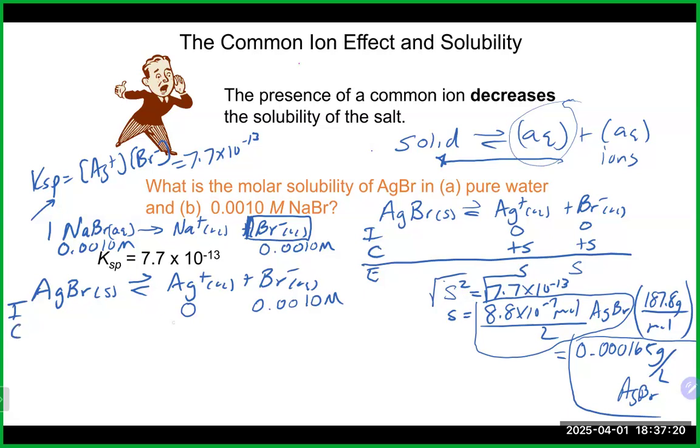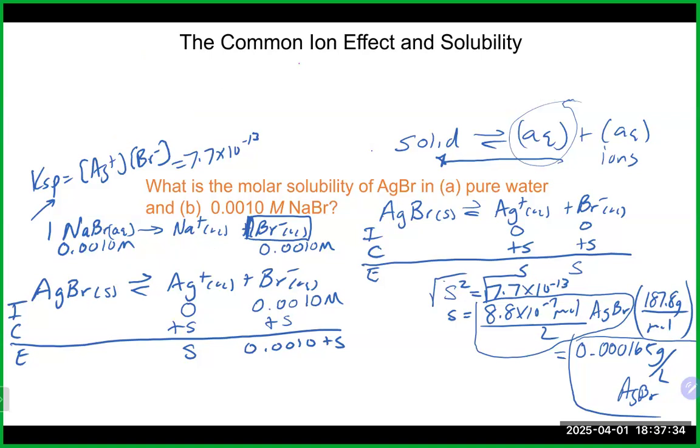Change is going to be plus S and plus S. That means at equilibrium, we have S and 0.001 plus S in this particular case. Just like normal, we go up here into our expression now, and that's going to give us S times (0.001 plus S) will equal our Ksp of 7.7 times 10 to the minus 13.